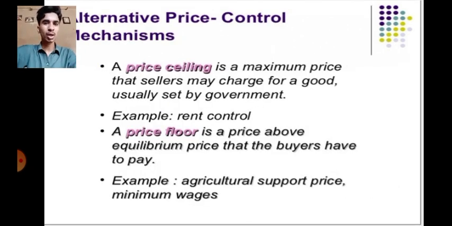Alternative price control mechanisms. A price ceiling is a maximum price that sellers may charge for a good, usually set by government. Example, rent control. A price floor is a price above the equilibrium price that the buyers have to pay. Example, agricultural support price, minimum wage.